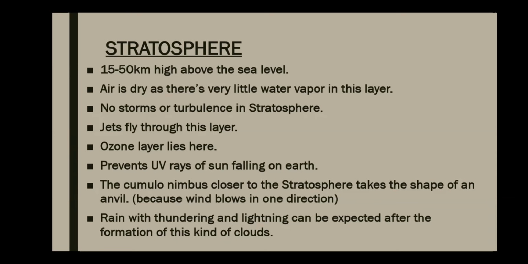The next point is the cumulonimbus. Cumulonimbus closer to the stratosphere takes the shape of an anvil. Just remember, cumulonimbus is present in the stratosphere. The reason for this shape is that the wind is blowing in one direction. So when the wind is blowing in one direction, the cumulonimbus takes an anvil shape, right?